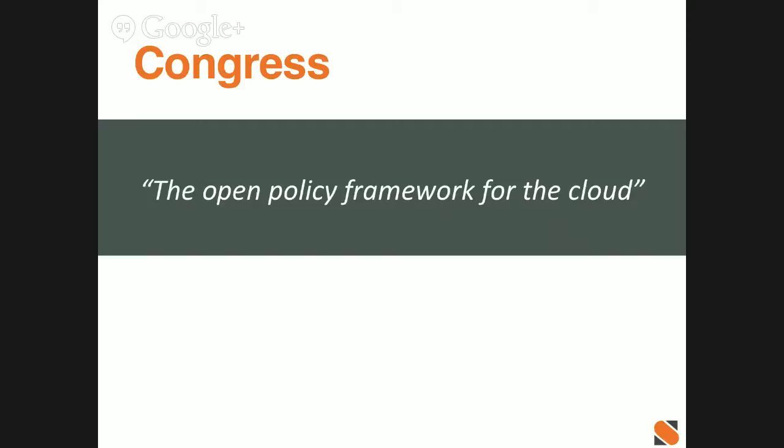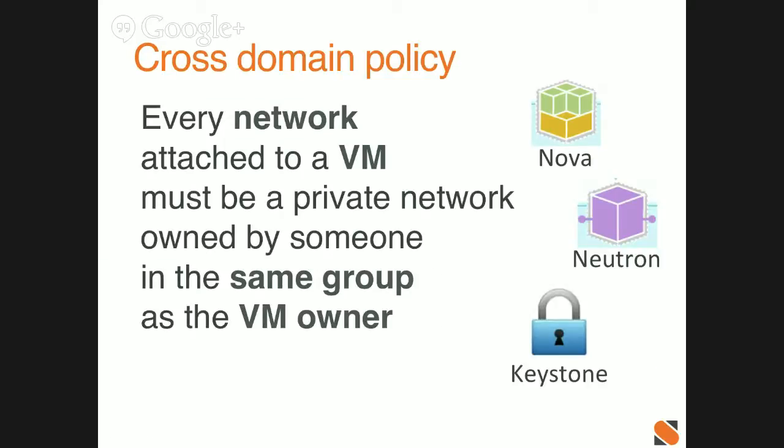The policies are declared in Datalog. Datalog is a language which takes a little bit of getting used to, but when you know it, it makes perfect sense. And Congress uses data providers to connect with cloud services, fetch the relevant data, keep it up to date, and execute the corrective actions. The beauty of Congress is that it is an independent cross-domain framework. So Congress overcomes the limitation of domain-specific policy enforcement efforts. Many projects, especially notable in networking, have policies going on already, but Congress is capable of handling cross-domain policy. Something like: every network attached to a VM must be a private network owned by someone in the same group as the VM owner. As you can see, this rule requires policies which touch Nova, Neutron, and Keystone.